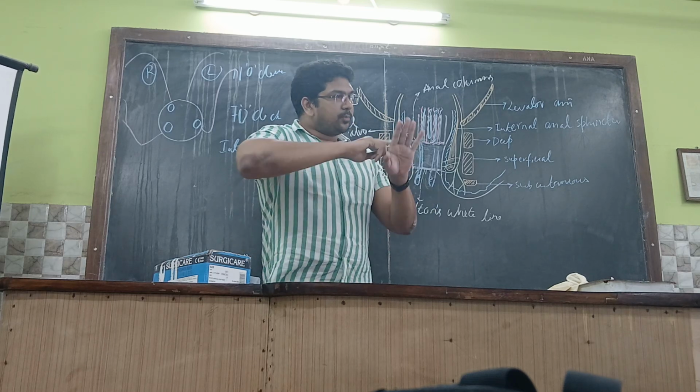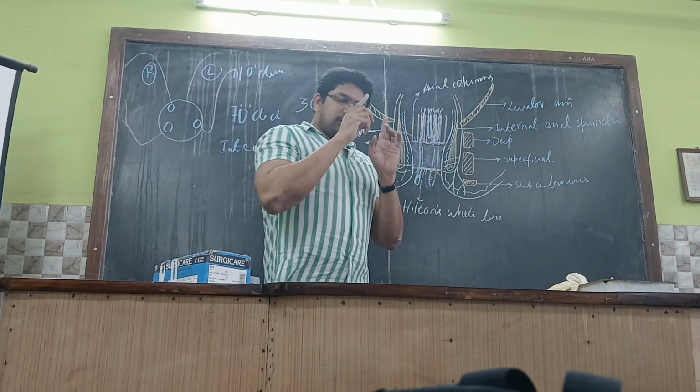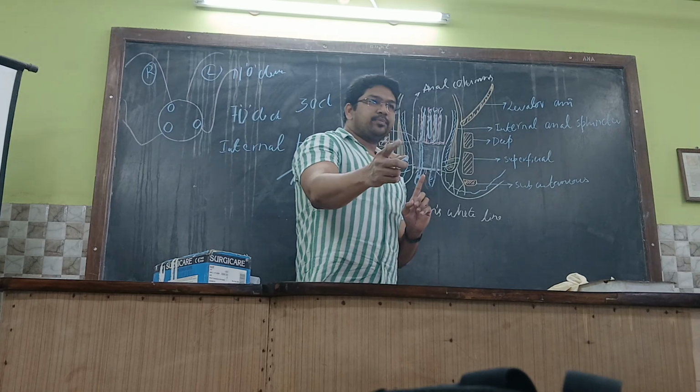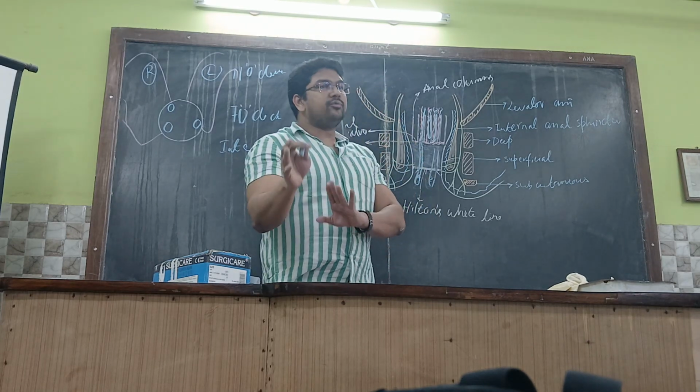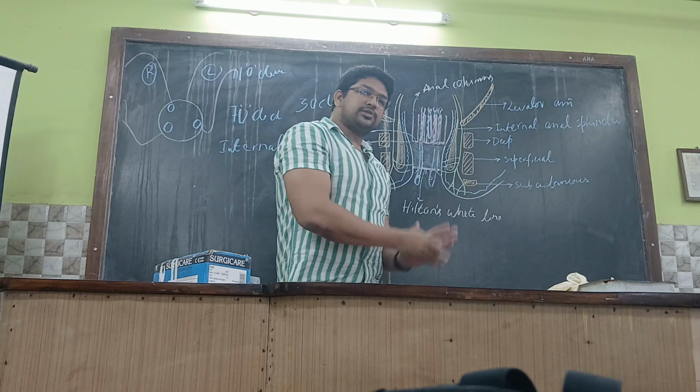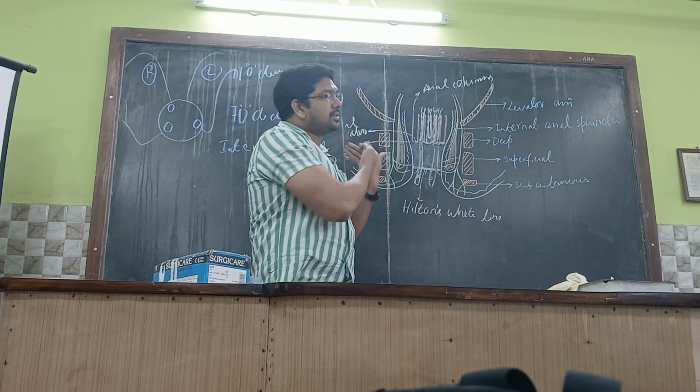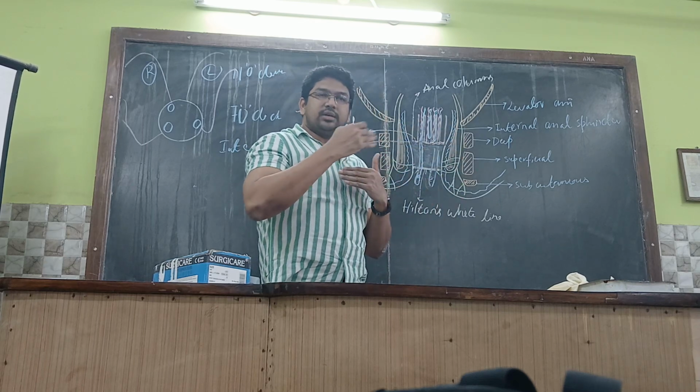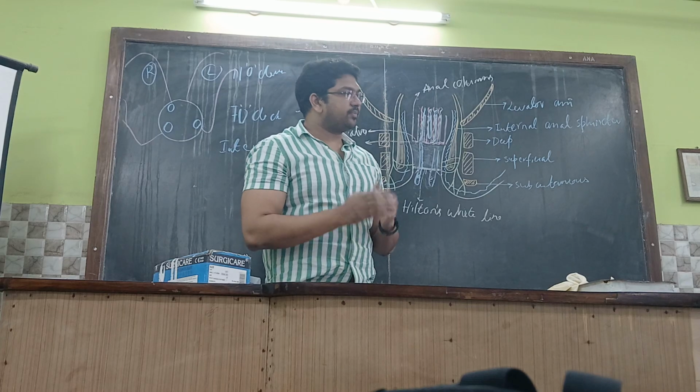So the parietal peritoneum pain will be carried by the somatic nervous system, and the visceral peritoneum pain will be carried by the sympathetic nervous system. Based on the nerve supply, you have to differentiate over here. Getting it all?